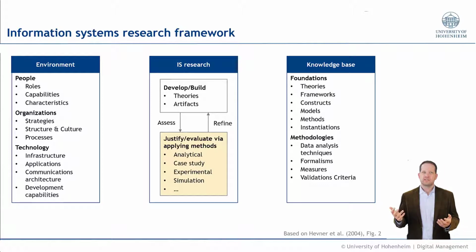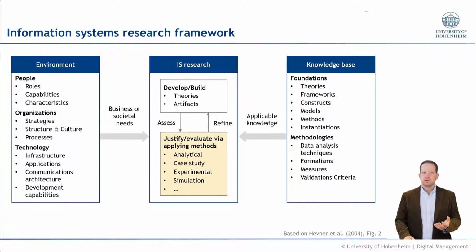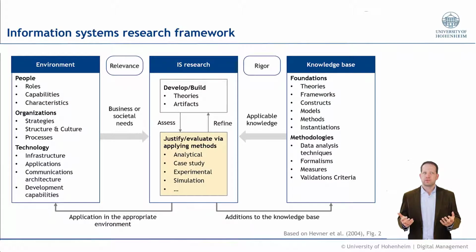On the other hand side, you see the knowledge base. These are the foundations, the theories, frameworks, constructs and the like, and all the methodologies one can use. And IS research is positioned in the middle. So we draw the business and societal needs from the environment, and we draw applicable knowledge from the knowledge base, and then we try to develop and build new theories, new artifacts, and we assess them, we justify them, we evaluate them by applying scientific methods, and we use these methods to refine what we develop, what we build, the theories and the artifacts. And with this, we contribute to both the environment and the knowledge base.